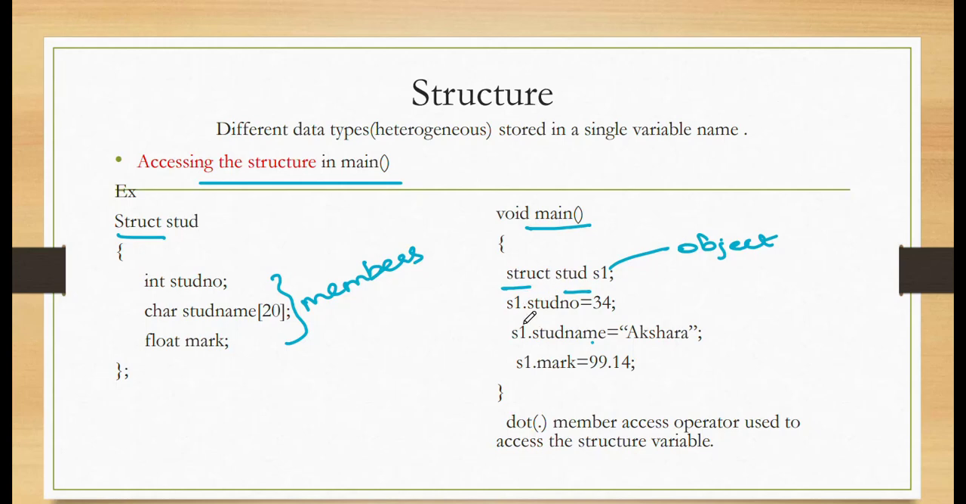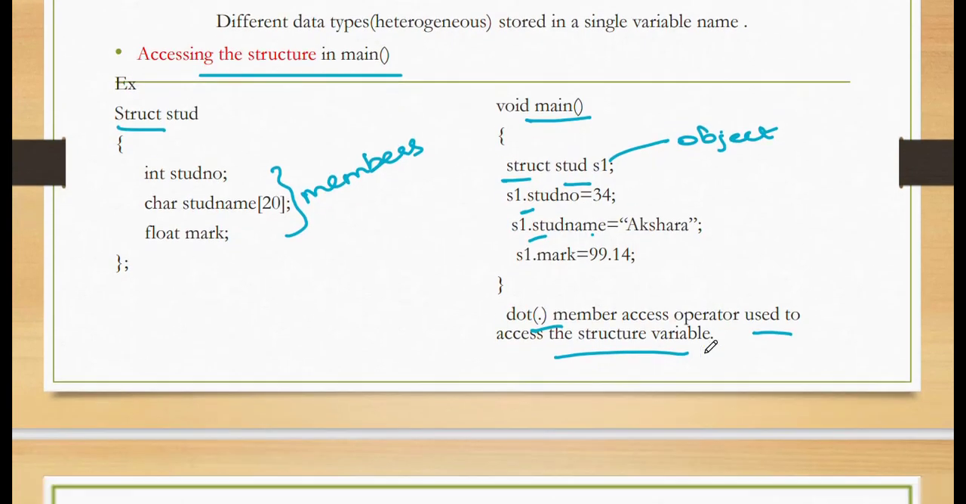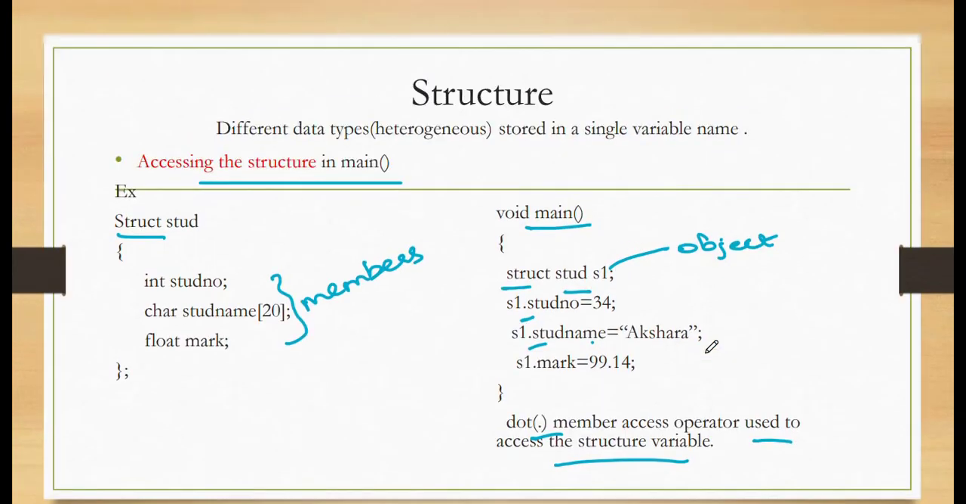So how can you access? Using the dot operator. This is also one interview question. Dot is a member access operator used to access the structure variable. Dot is a member access operator. Using this dot only, we are accessing the members of the structure, right? So this is used to access the structure in C.